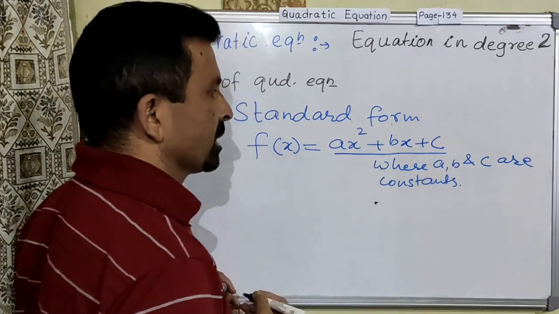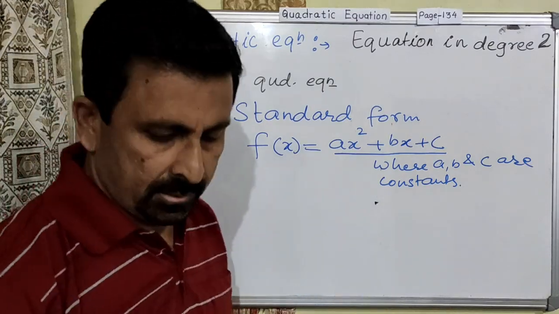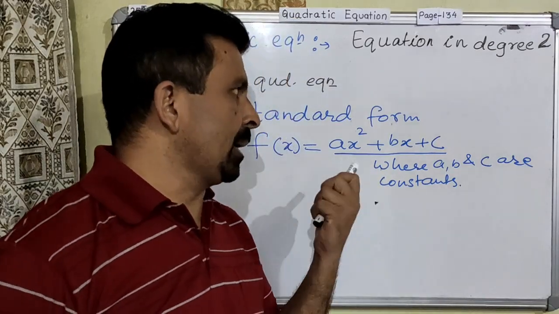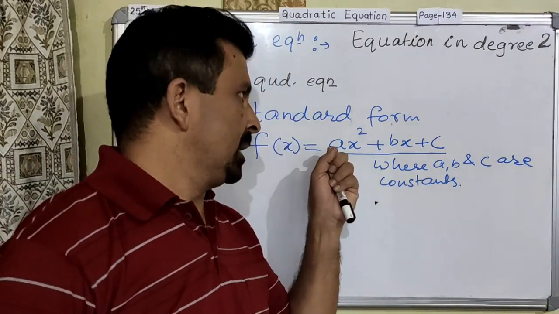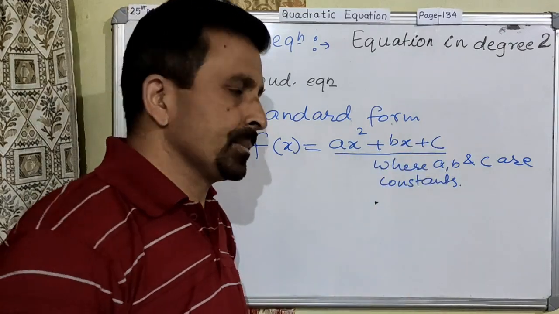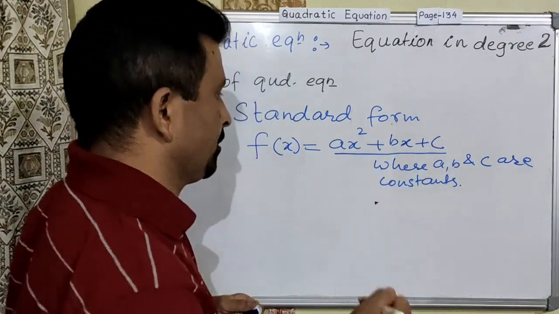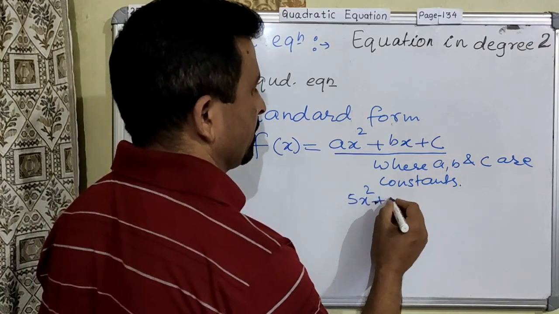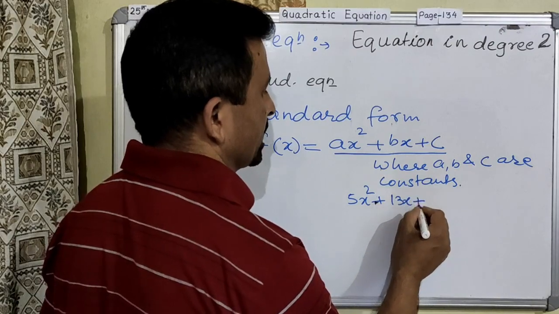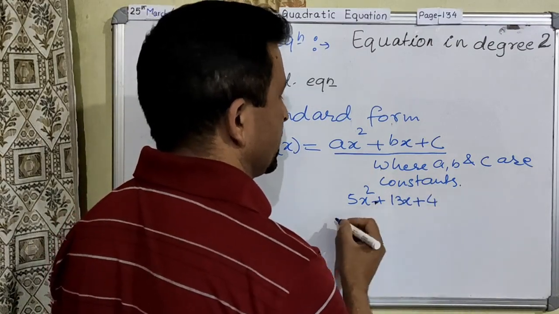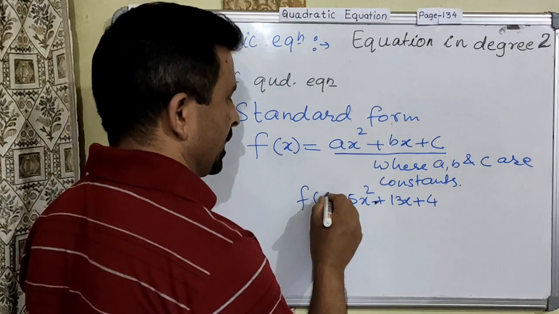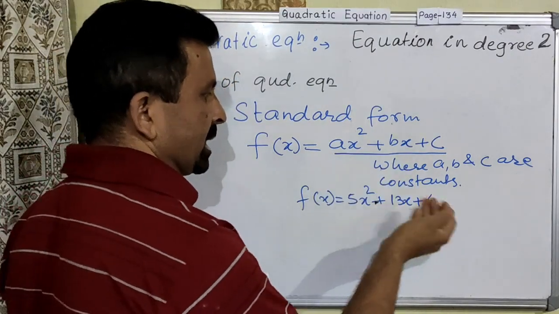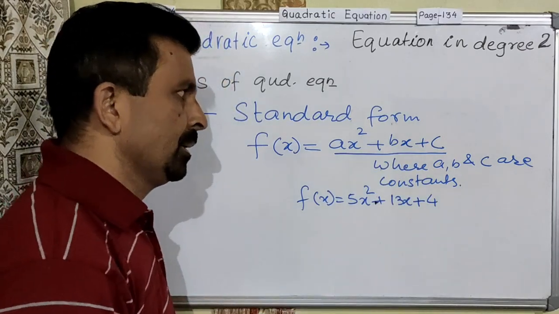Constant means the numbers, the numerical figure, right? We will have any number, positive or negative, in place of a, b and c. Example is 5x square plus 13x plus 4. This is f(x). So you will have your quadratic equation in the standard form something like this. This is one example.